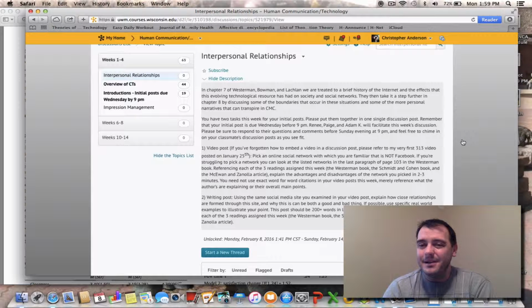Make sure everything's there. After you've made your initial post on Wednesday, Renee, Paige, and Adam K are going to come in. They're going to be our facilitators this week. They're going to go through and post a bunch of stuff up. Please take time to respond to them. And again, remember, Sunday is Valentine's Day, so get your responses in early if you have plans, or get them in early if you have plans to not have plans, etc.